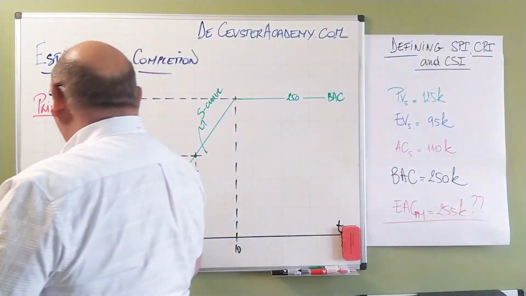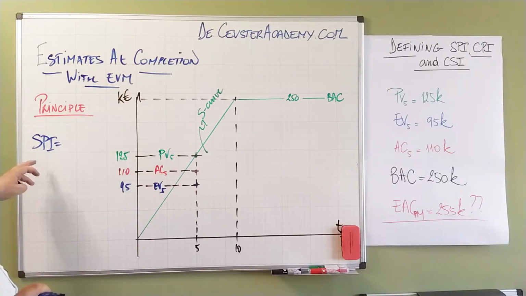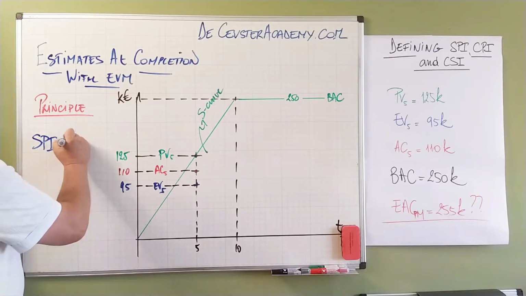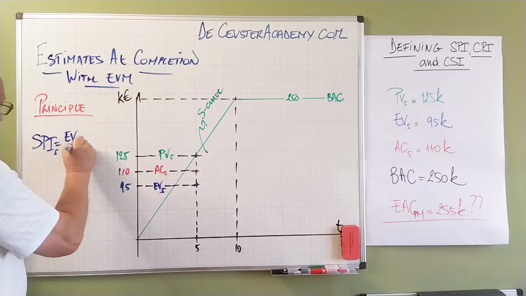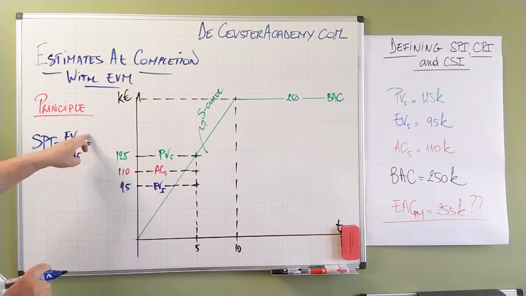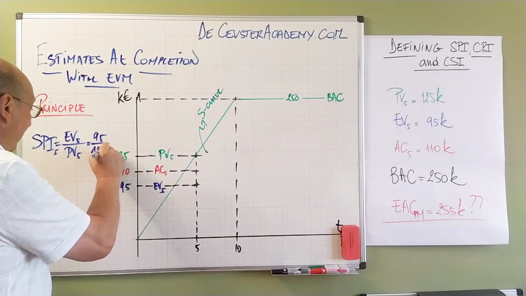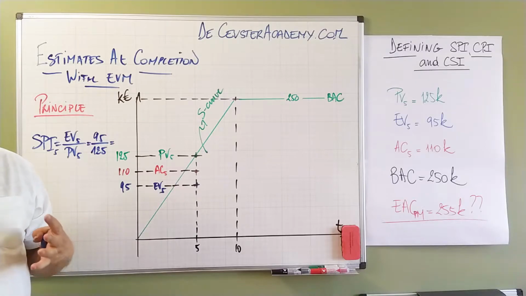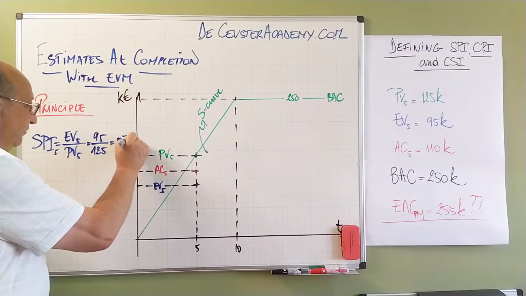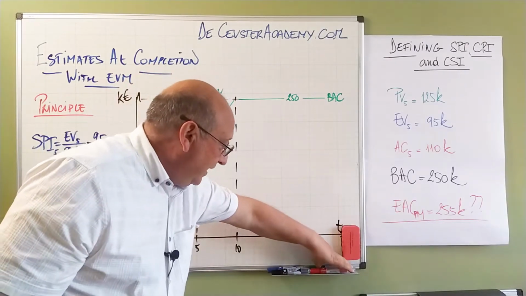SPI. The SPI is the indication for the schedule performance index. The SPI is in fact the earned value at period 5 divided by the planned value at period 5, which is in fact the earned value of 95 divided by the planned value of 125, which gives me an SPI of 0.76. When you do these calculations, it is possible that you have more decimals there, and there may be some small rounding errors that you may encounter.